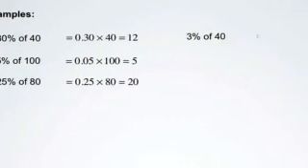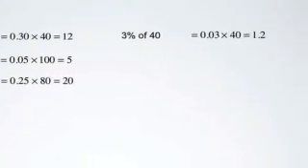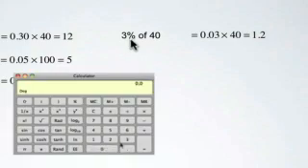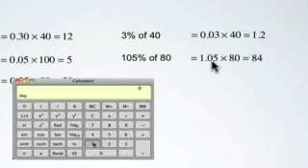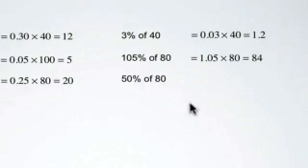3% of 40, I take the 3%, change it to a decimal, so move the decimal back 2 places to get 0.03 times 40, so the answer is 1.2. 105% of 80, 105% converted to a decimal is 1.05, move it back 2 places, multiply by 80 to get the answer of 84. And finally, 50% of 80 is 0.50 times 80 equals 40.